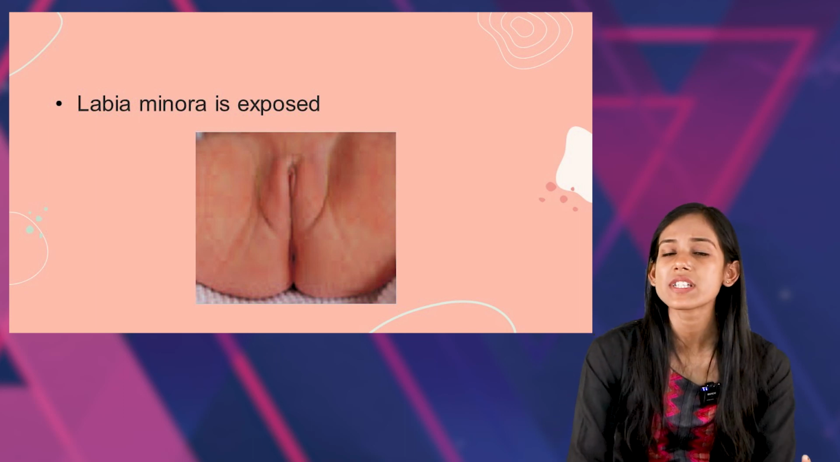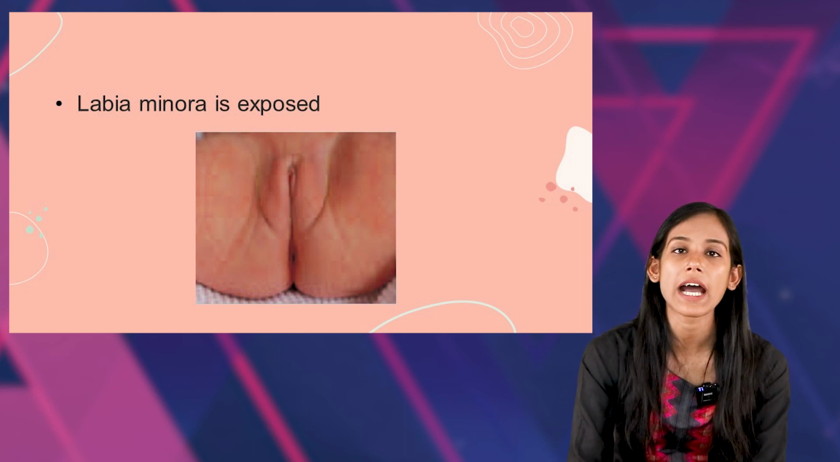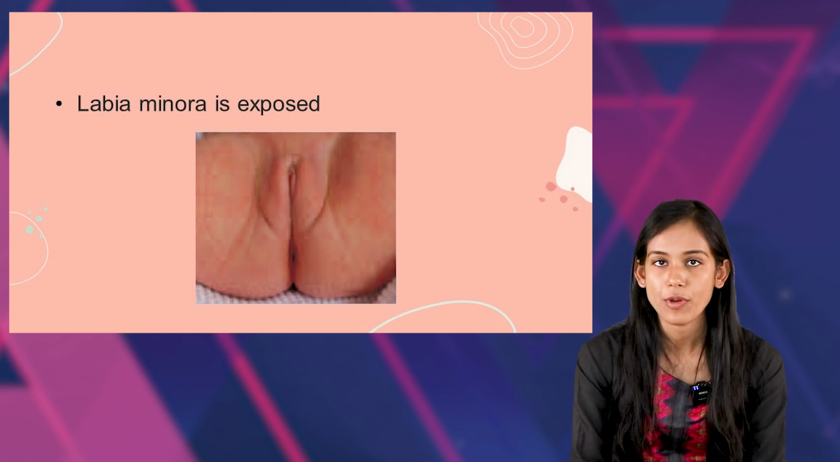majora. And we can also see the clitoris would be hypertrophied and more prominent. So these are the characteristics of preterm infants that we can see. The next thing is what are the problems that they might go through.